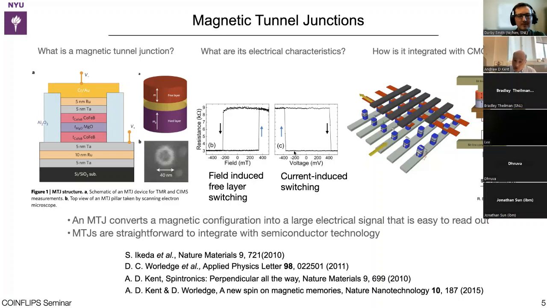What you can do also is switch this with current or voltage that's directly applied to the tunnel junction. So you can go from the high resistance to the low resistance state at about 0.4 volts. And here in this example, back to the anti-parallel or high resistance state with minus 0.37 volts. So you can switch with current or magnetic field.